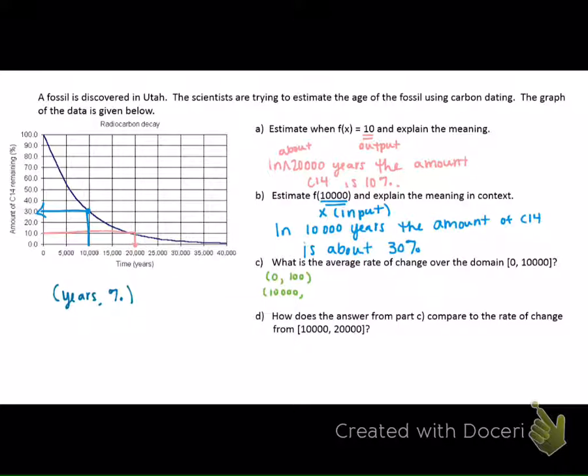Okay, Alex, let's do this again. When X is 10,000, what do we think Y is? 30%. We think it's about 30%, right? So it's Y over X, which is the percent over years, because remember, we need to use units if units are given to us. So we do our slope, and you can write this as a decimal since it is a contextual situation.